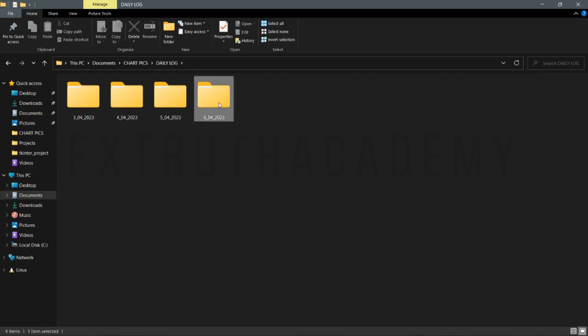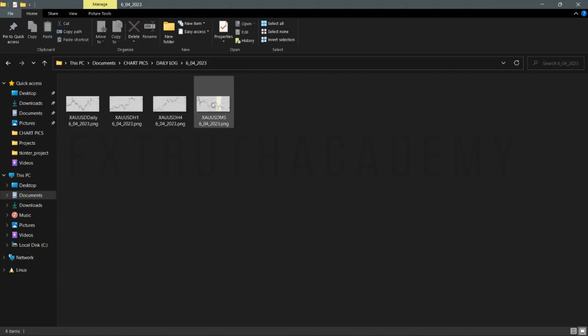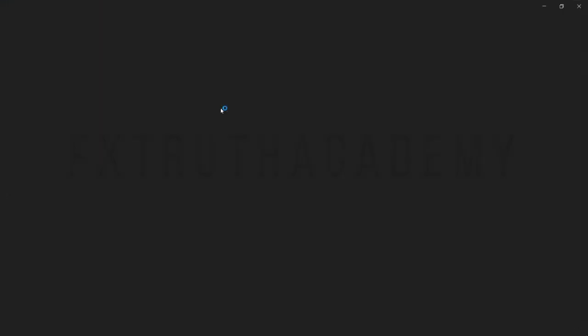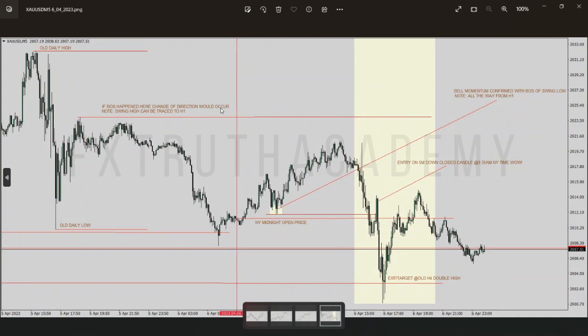But this is the price action we want to look at, the one from yesterday, which is on the gold USD. So I'm bringing that out. So this is what the trade setup looks like, and this was why I marked it up.